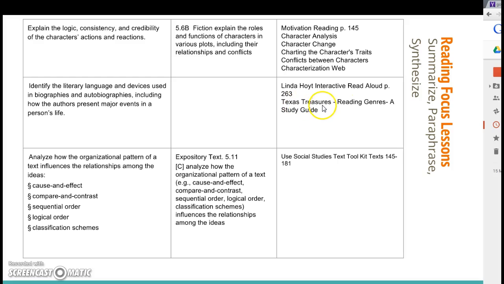Also, using your Texas Treasures reading genre book, that has a study guide, has some good lessons on biographies and autobiographies. Then the next one, expository text. One of the great resources you have is your social studies lessons. Also, Dalton has purchased for you a comprehension toolkit text, and on pages 145 through 181, there are some great lessons and some great short text to help you with actually teaching each one of these.